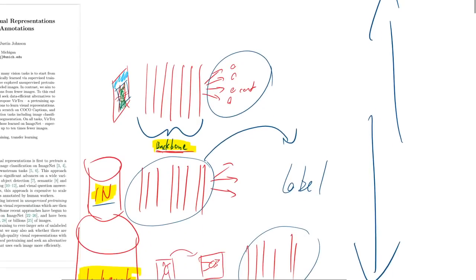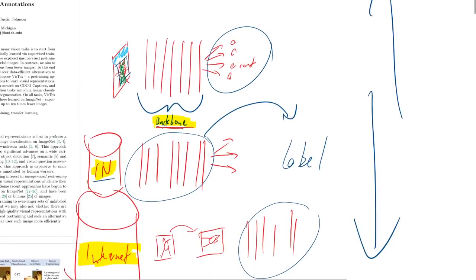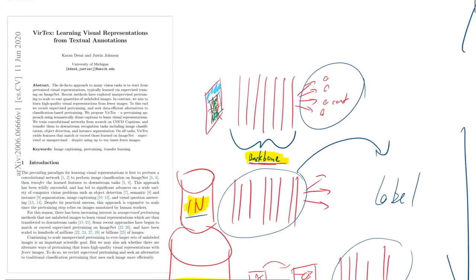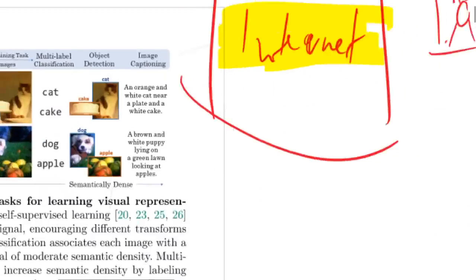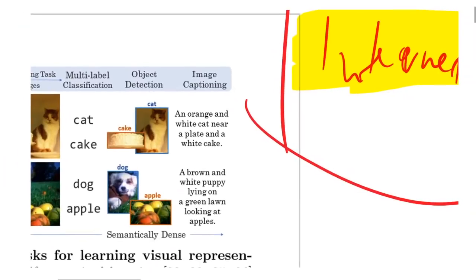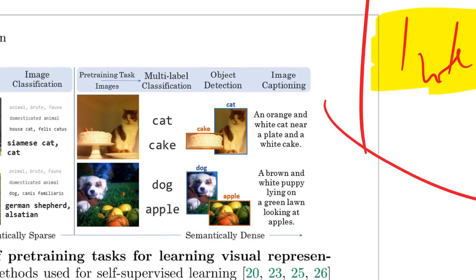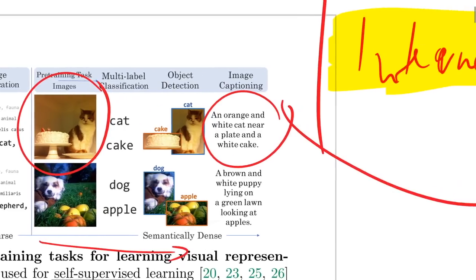Can we do the same thing? Can we learn good backbones by trading off quality for quantity in this case? And their quantity and quality trade-off is they go for descriptions. So they'll go for something like this, where you'll have an image and you'll have a caption for the image. And so they show these on a line here: semantically dense, semantically sparse.